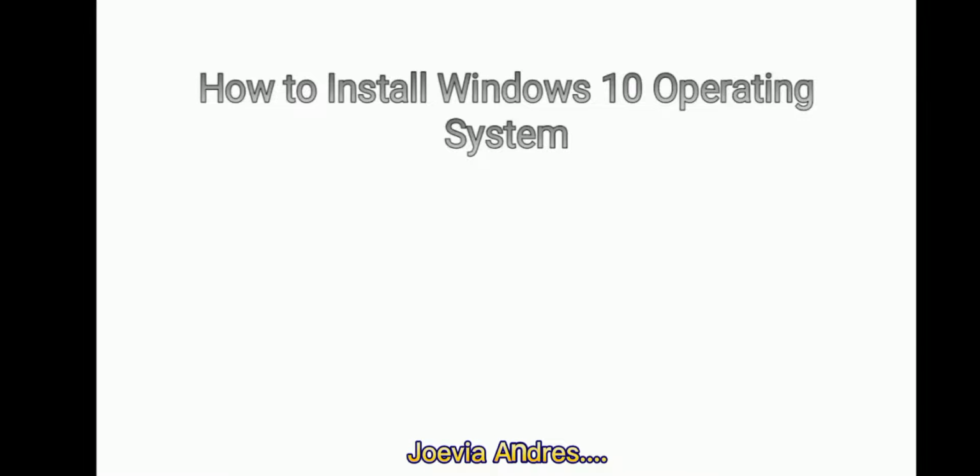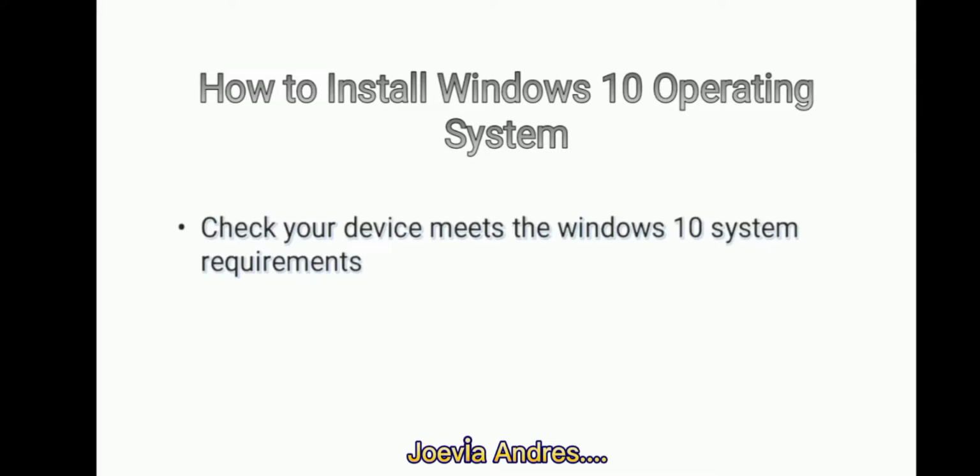Install Windows 10 operating system. First, check your device meets the Windows 10 system requirements. If you are running another operating system or setting up a new PC, you can easily install Windows 10 from an installation disk or USB flash drive. Upgrading from an earlier version like Windows 7 or 8.1 is even easier, no flash drive or DVD required.